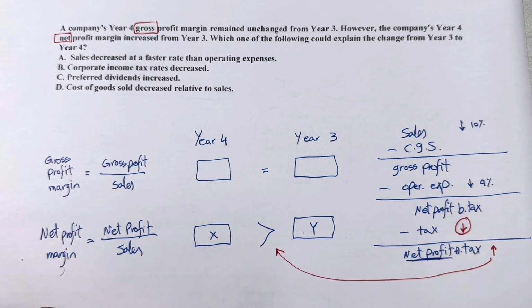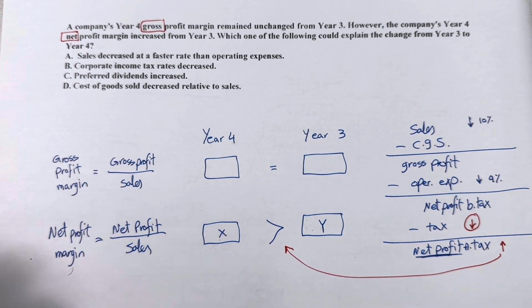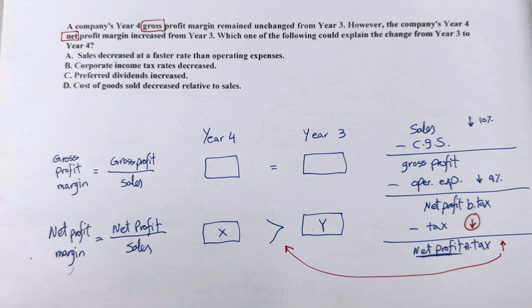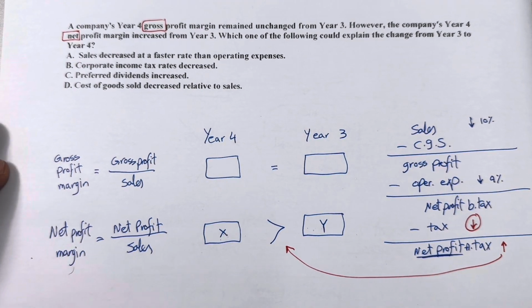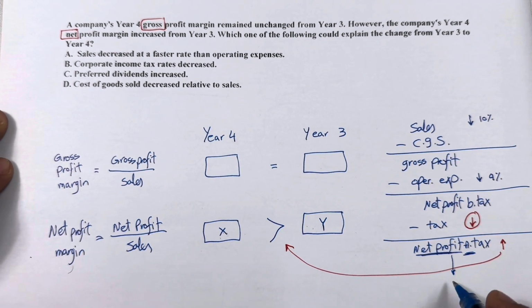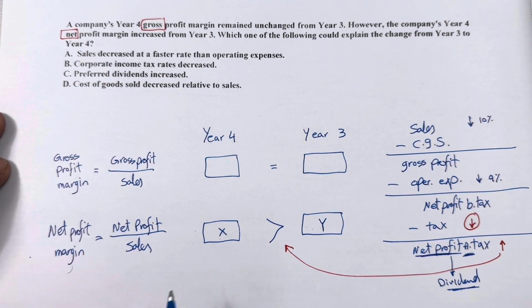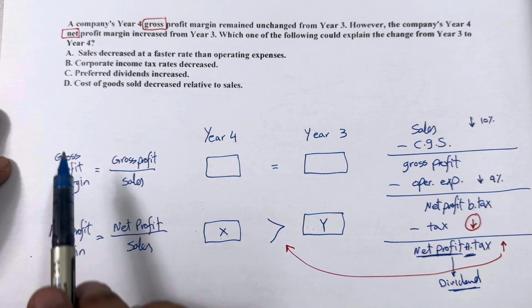Solution C, preferred dividends increased, which is far away from the proof because dividends are taken from net profit after tax. Dividends are taken from this amount. So we have to reach this amount first to take dividends from it. So C is far away as a solution.